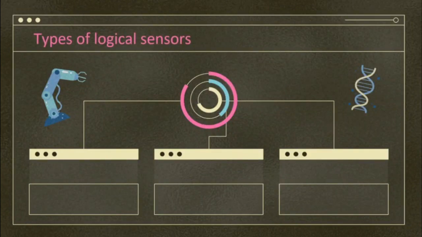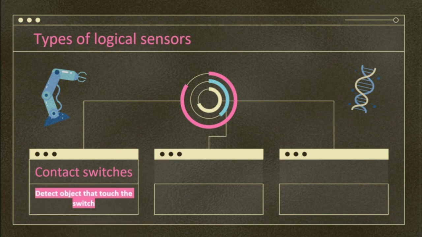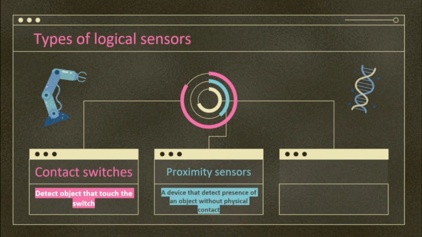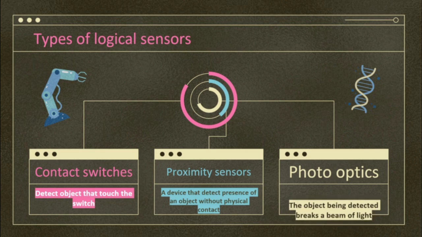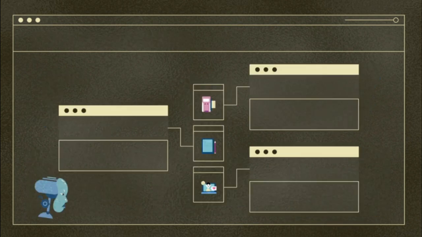Types of logical sensors. First, contact switches, which detect an object that touches the switch. Second, proximity sensors, which are devices that detect the presence of an object without physical contact. And last, photo-optics, where the object being detected breaks a beam of light.